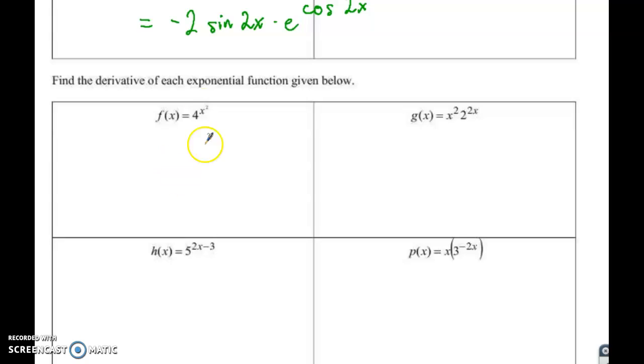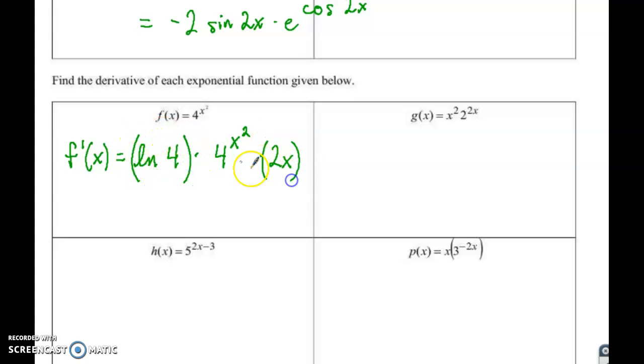So as we move forward, this first one is pretty straightforward. Now it is still the chain rule. So the derivative of this will be natural log of 4 times 4 to the x squared, but then times the derivative of x squared, which is 2x. Now it's completely up to you if you want to rewrite any of these. Some people might just put in parentheses and rearrange the order. Just make sure that you are clear that this is a power to a power. It's sort of interesting.